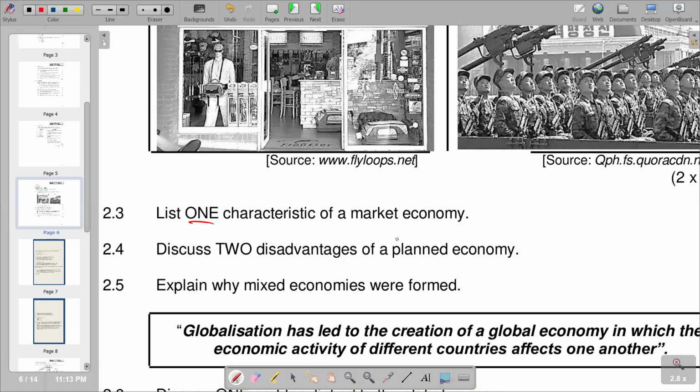Then 2.4, discuss two disadvantages of a planned economy. One disadvantage that we can easily deduce is that there is no freedom of choice for the consumers. From the consumer point of view, our choice is limited because we have only one producer, which is the government. So basically, we can just deduce that one.